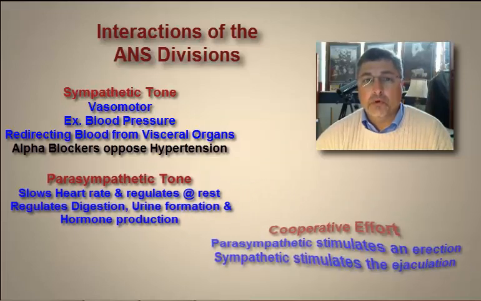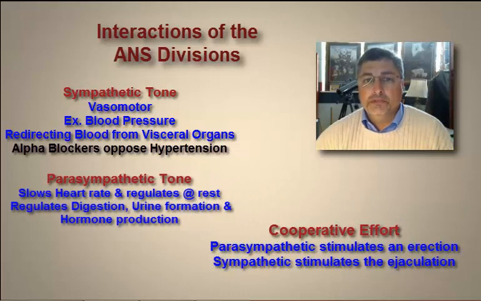The best example of cooperative effort would be if we take a look at the external genitalia. The parasympathetic nervous system is going to stimulate the vasodilation of blood vessels and result in the erection that occurs either in the penis or in the clitoris. The sympathetic nervous system, on the other hand, is responsible for the ejaculation, and it's also responsible for the reflex contractions of the female's vaginal smooth muscles.